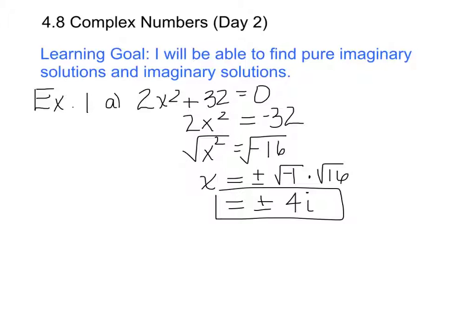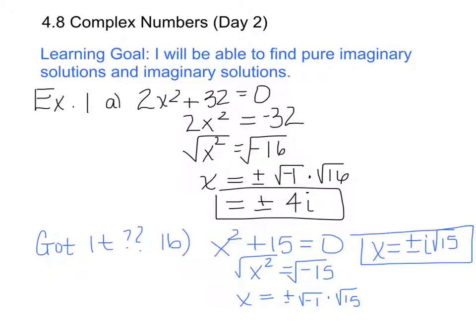And then you can try, make sure you got it. X squared plus 15 equals 0. So try this one and check your answer. So I isolated the x squared, square root of both sides, and remember you don't have to show this step. You can go straight to the answer. And I got plus or minus i square root of 15. Don't forget the plus or minus.